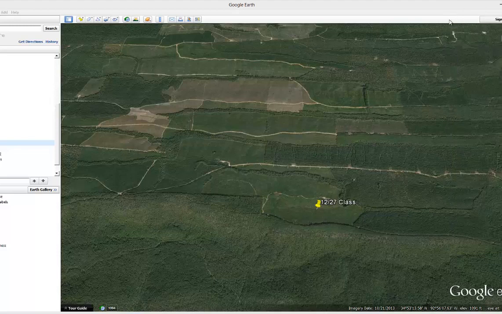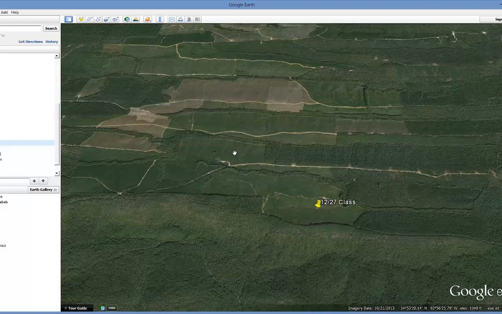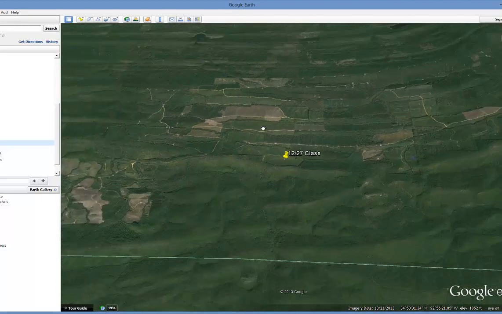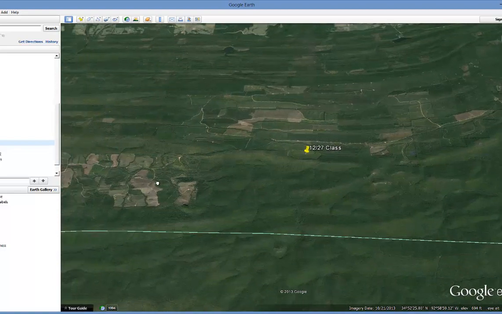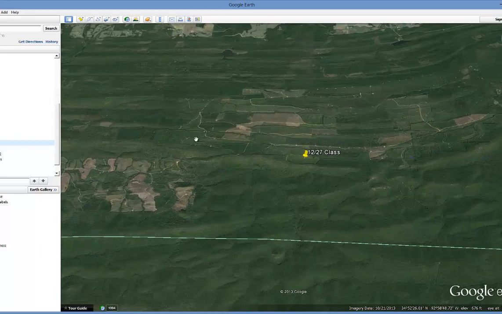All right, we're in my home state of Arkansas now, guys. You may be looking at this and think this is an agriculture field. These are not fields. These are clear cuts. This is all clear cuts, guys. All of this area is clear cuts.